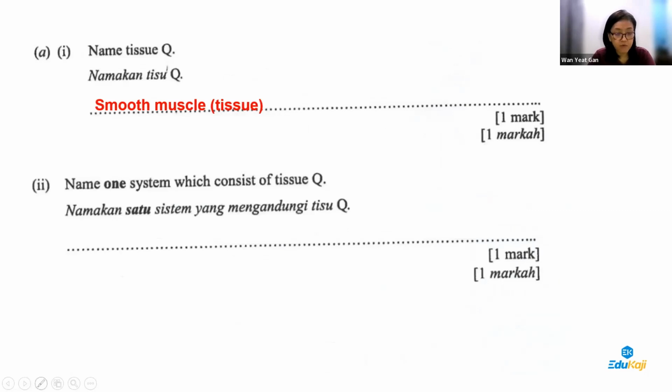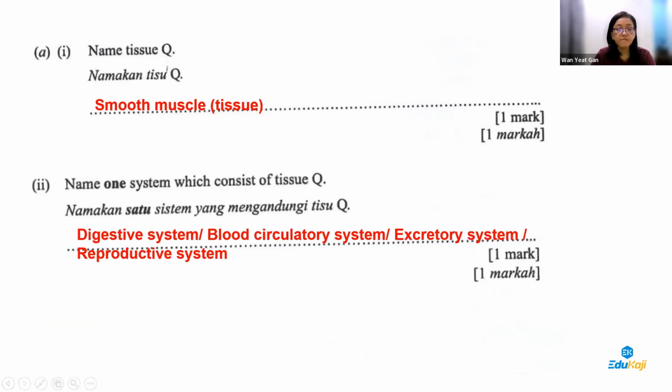Now, why is it smooth? From the shape, you know that it is a smooth tissue and not a skeletal tissue. Next, the systems that contain tissue Q are, for example, the digestive system, blood circulatory system, excretory system, and reproductive system.